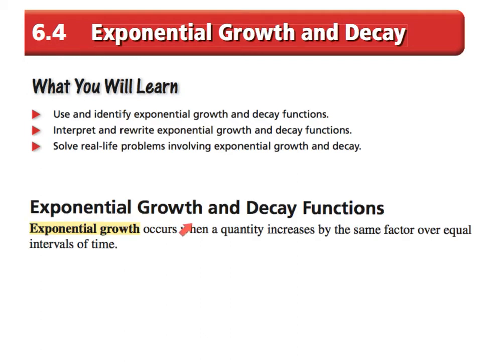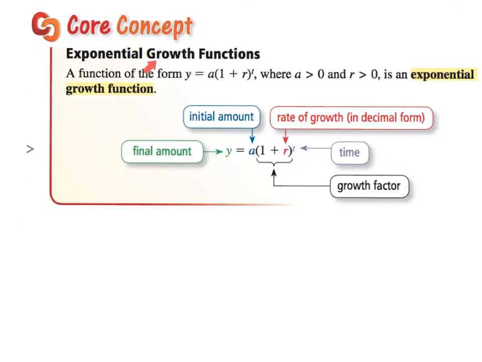So we're going to start with exponential growth. Exponential growth occurs when a quantity increases by the same factor over equal intervals of time. Here's your core concept. Exponential growth functions. A function of the form y equals a, notice this is your b, which is now 1 plus r to the t power. A has to be bigger than 0. Has to be positive. R has to be greater than 0, because if it isn't, it's not going to be growth. So this is exponential growth.